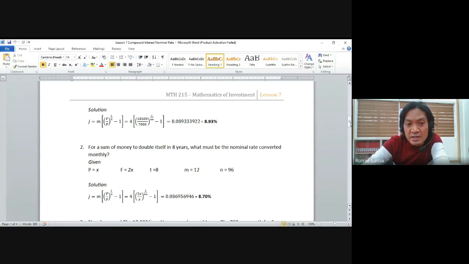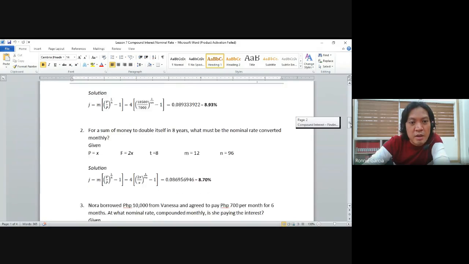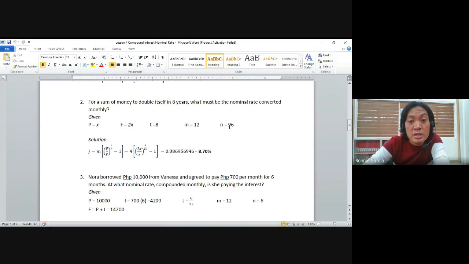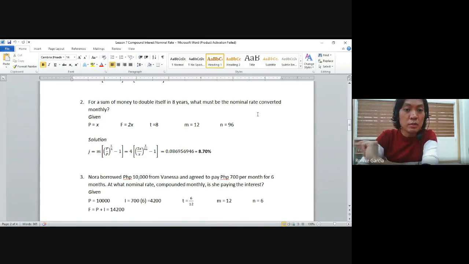That is the final answer. That is the nominal rate of that particular problem. Second example, for a sum of money to double itself in 8 years, what must be the nominal rate converted monthly? So double the money.